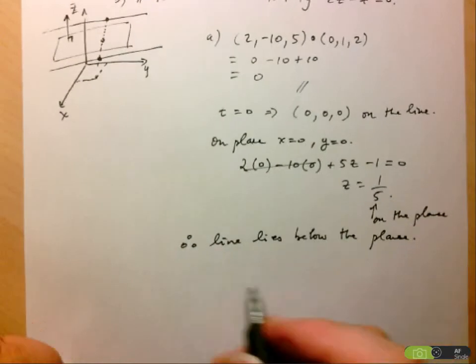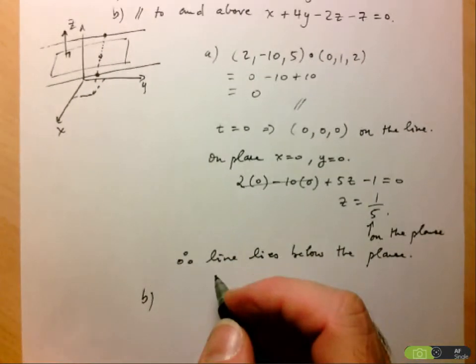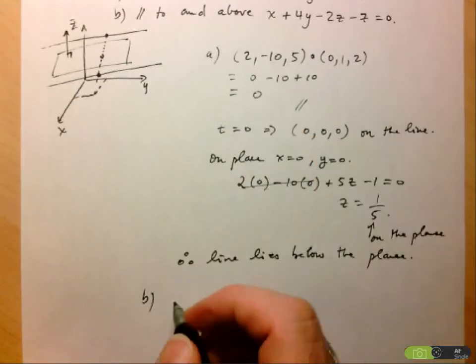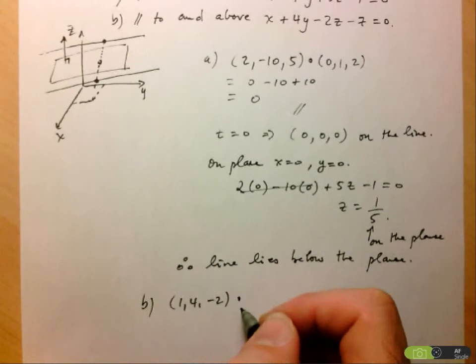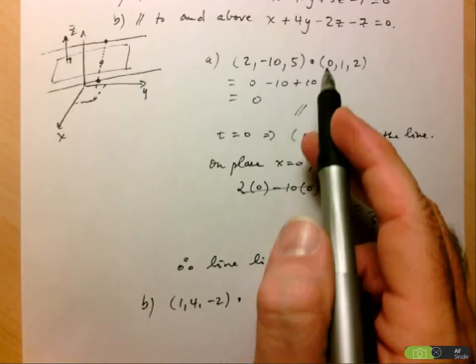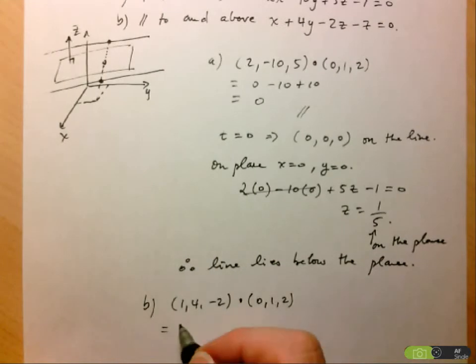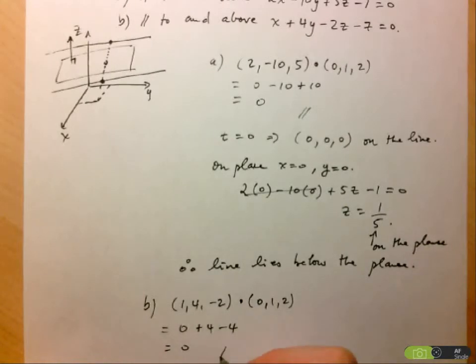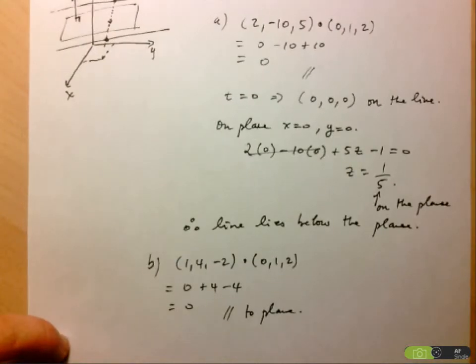Okay, let's now repeat for plane 2. Its normal vector is (1, 4, -2), and we'll dot that with the direction vector of the line, which is (0, 1, 2). When we calculate that, we get 0 + 4 - 4 equals 0. So that means the line is parallel to the plane. Now we have to show that it lies above it.